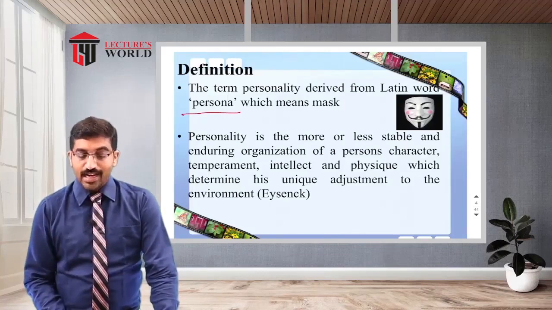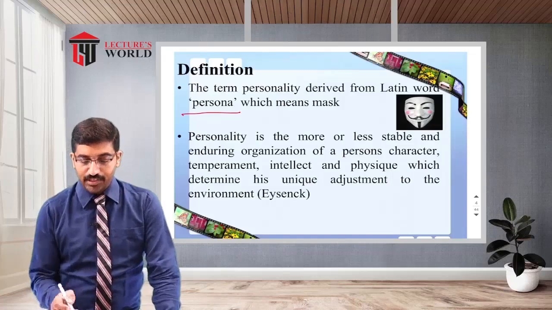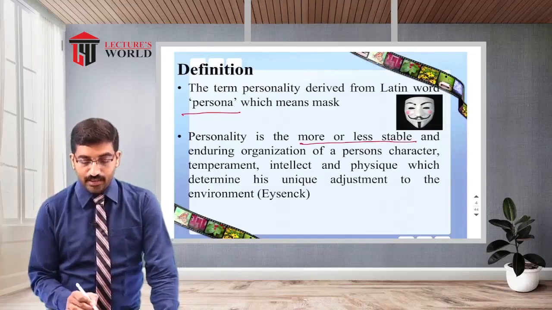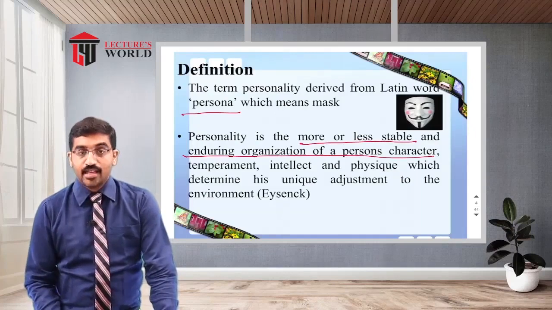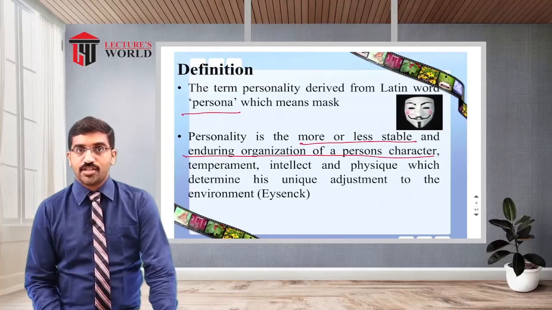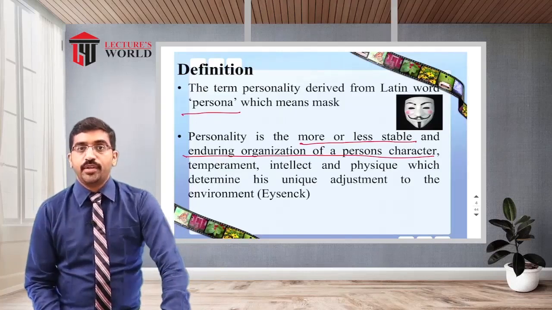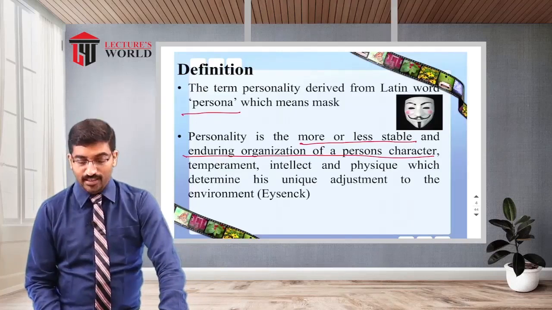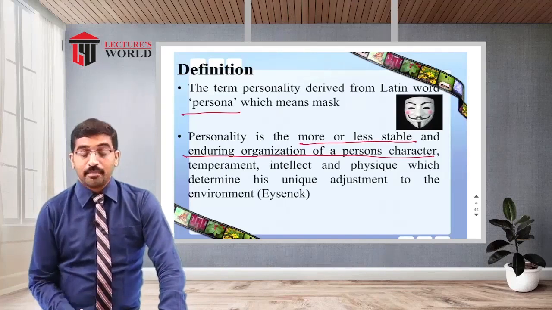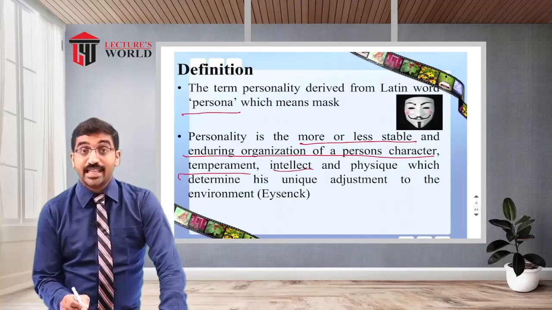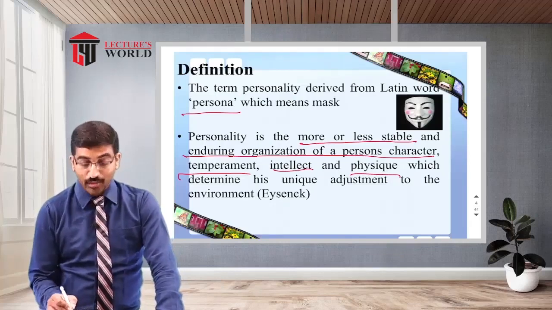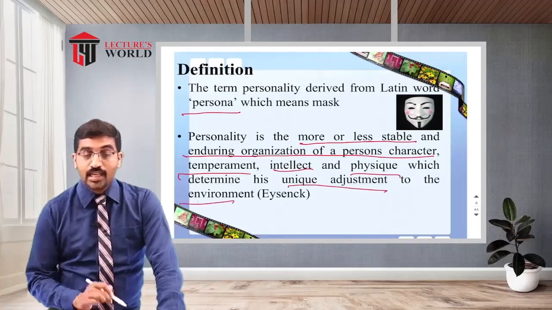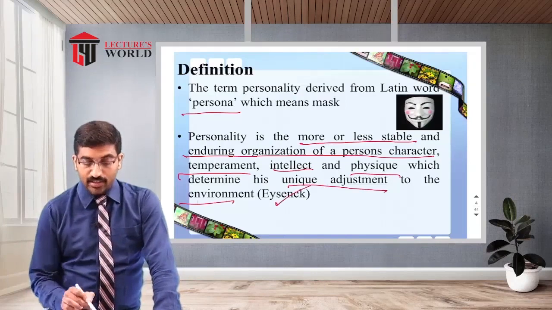It is a Latin term, but the exact definition is: it is the more or less stable and enduring organization of a person's character. Enduring, as I already told you, means long lasting. And temperament, intelligence, and body physique will all determine your unique adjustment to the environment. This definition is given by Eysenck.